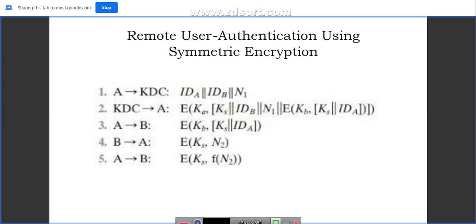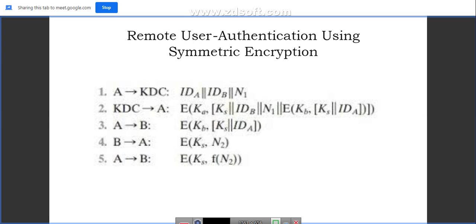Right? So you can see here, this package is the same as the third communication. Okay, A to B, A simply forwarding the same package which it received from KDC. Right? A is simply forwarding the package, that is EKB KS, IDA, which is unopened by A.